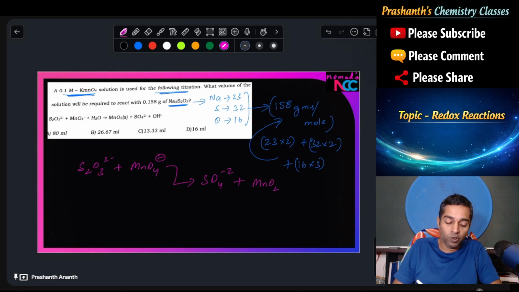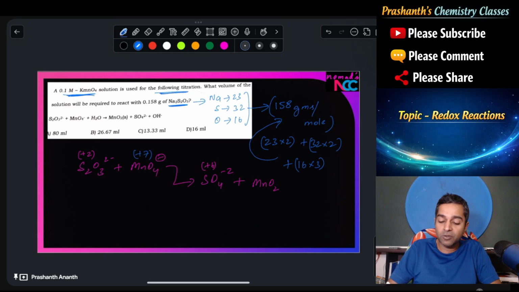Sulfur in S2O3 2 minus is present in the +2 oxidation state. I'm of course assuming you are able to calculate the oxidation state for yourself. I will discuss oxidation state and how to calculate it in some other video. Now let's look at the oxidation state for manganese. Manganese is +7 in the reactants. It goes to +4 in the products. And in SO4 2 minus, sulfur is present in the +6 oxidation state.